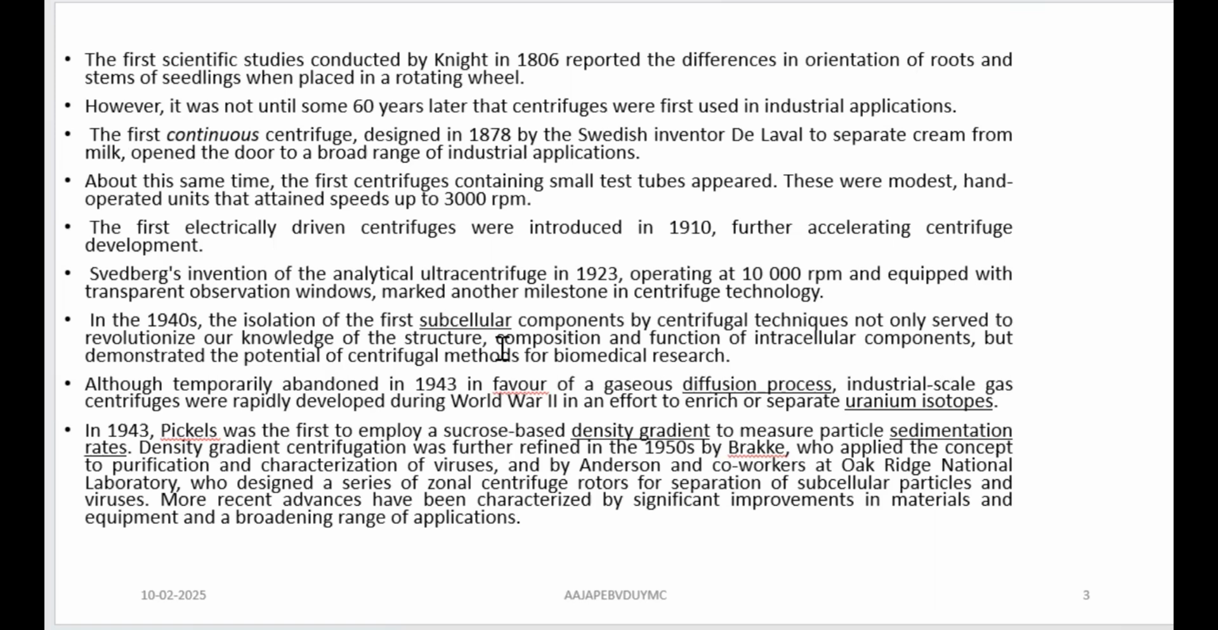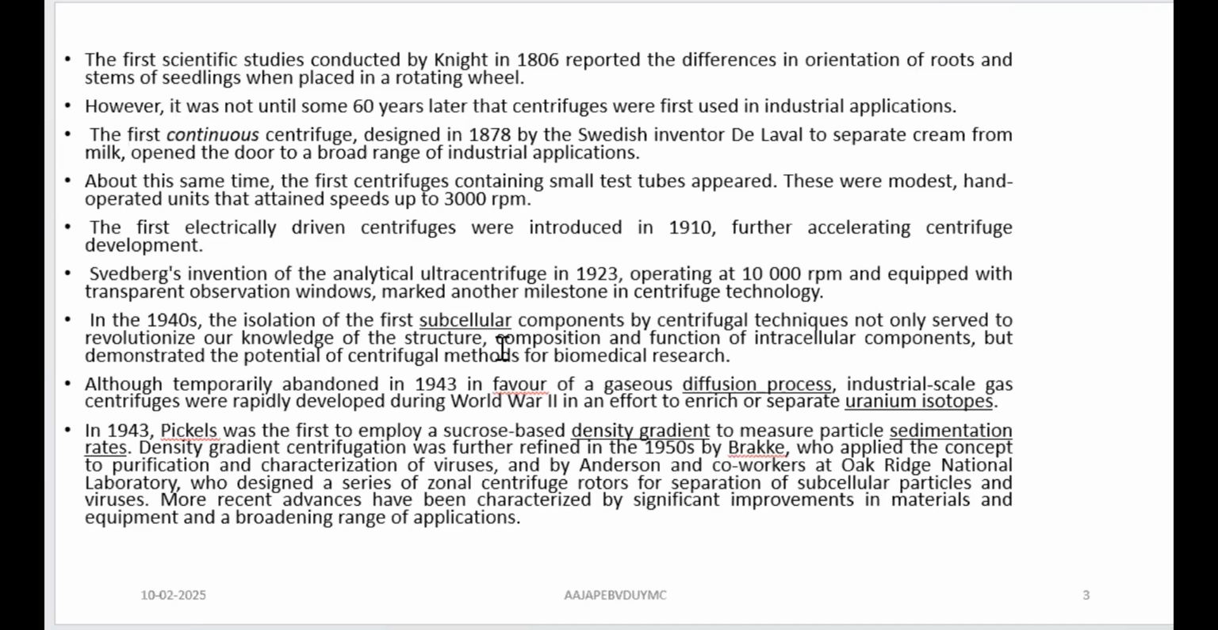But yes, industrial scale gas centrifugation was also developed, during World War II, for separation of uranium isotopes. You know, Hiroshima, Nagasaki, and the radioisotopes and their effects, and world wars, etc. I'm not going to go into that part, but it is just to catch your attention, to show what the history of this centrifugation technique and the instrumentation related to it is.